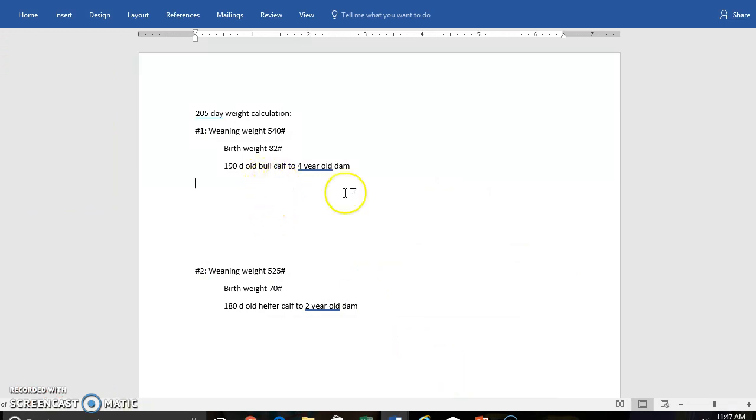In our example, the first calf is a bull calf being compared to a heifer calf, so maybe not apples to apples, but it'll give you an idea of the purpose. The weaning weight of this calf is 540 pounds, birth weight 82, and it's a 190-day-old bull calf from a 4-year-old dam. So we do 540 minus 82, which is the total pounds it has gained in its lifetime, divided by 190 days old. This calf gained 2.41 pounds per day of its lifetime.